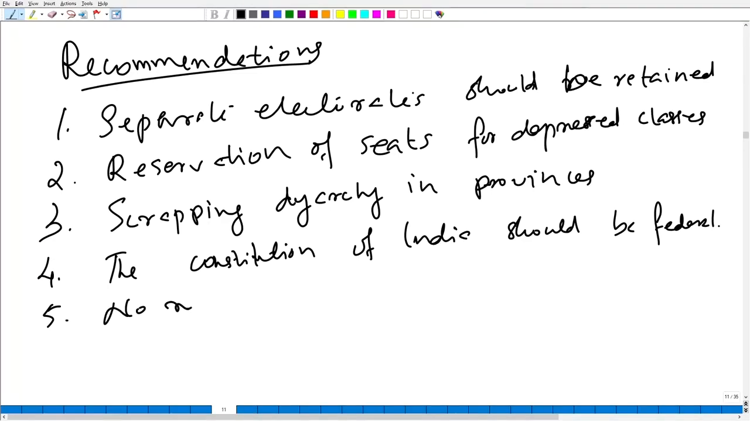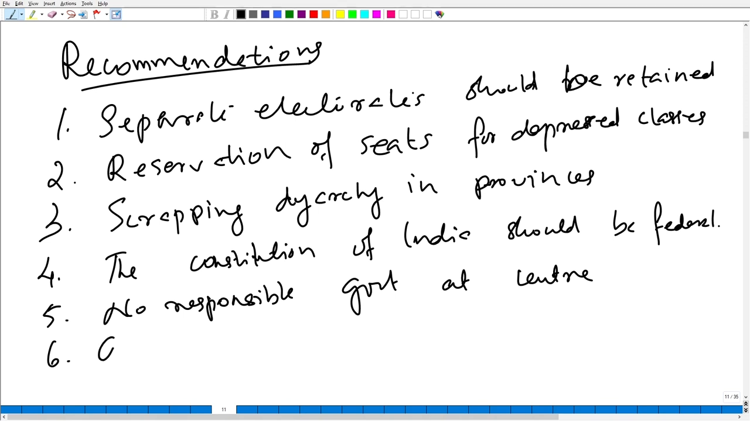No responsible government at the center. No elected government responsible to the legislature should be created at center.